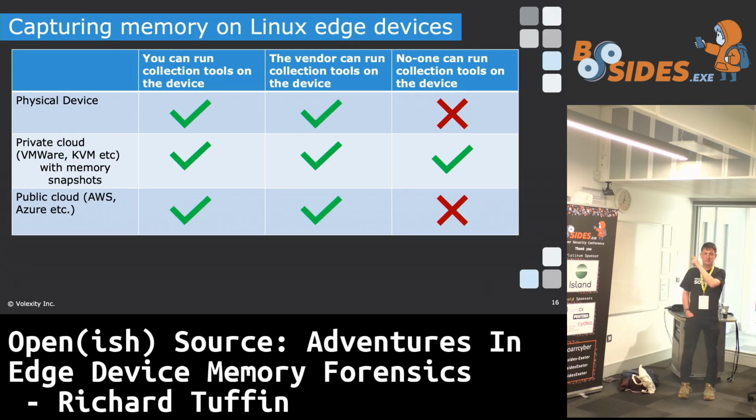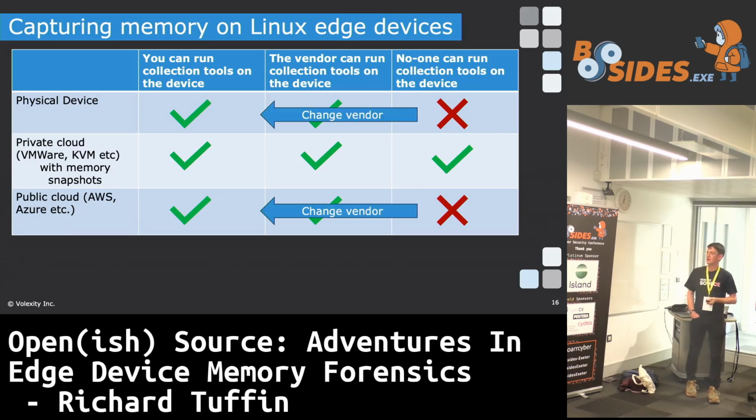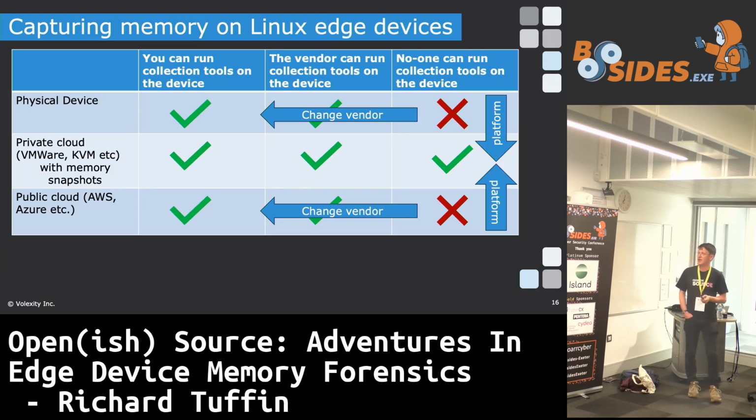So I've got a device where it's physical and the vendor is not letting me run my collection tools, or what I've done in the bottom right hand corner, so I can't run the collection tools, and I'm in public cloud, so I can't ask the hypervisor for a snapshot. Well, if you're in the middle of an incident, you haven't really got an option, you have to move on. But if it's your network, you can choose to change vendor. If it's your network, you can change platform.